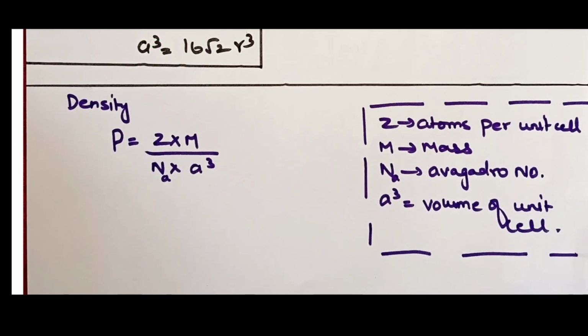Now the most important numerical questions can be to calculate the density. So you know the density formula is Z into M by Avogadro's number into a cube. So what is a cube? a cube is volume of unit cell or volume of cube, where a is equal to edge length and Z is equal to number of particles in SCC, FCC, BCC. In case of SCC it's 1, BCC it's 2 and FCC is 4. And M is mass and Na is Avogadro's number, which is 6.022 into 10 power 23.